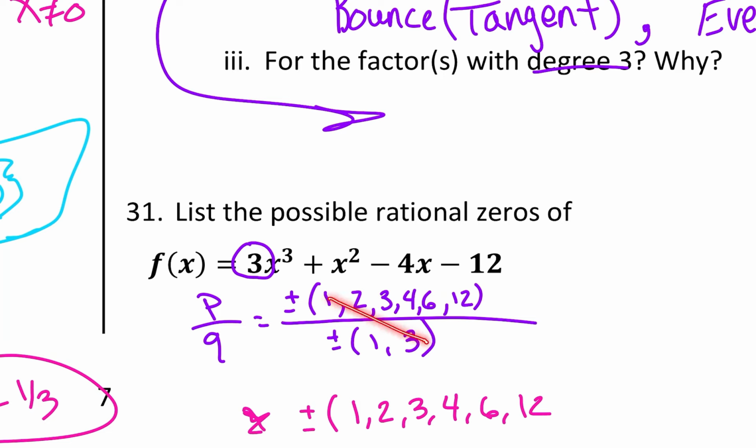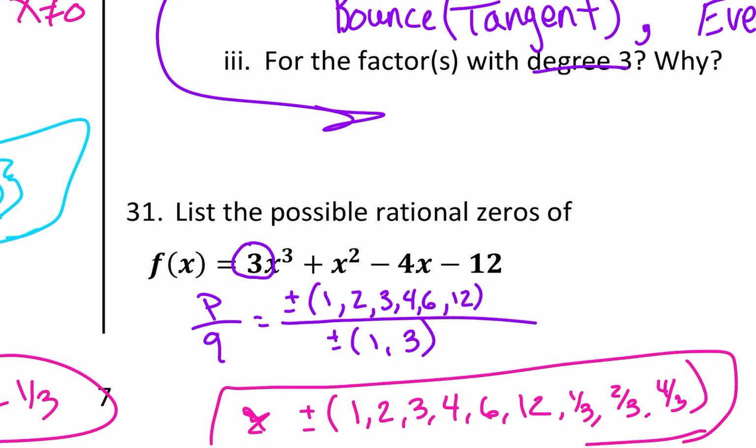And now we go through and do the ones divided by 3. Well, 1 divided by 3, that's something new. I'm going to put that there, 1/3. 2 divided by 3, that's something new. That's going to be 2/3. But everything else actually doesn't do anything. 3 divided by 3 is 1. We already have it. 4 divided by 3, ooh, that one's actually new. I lied. 4 over 3, that's a good one. Okay, 6 over 3, well, that's 2. We already got it. And 12 over 3, that's 4. We already got it. So we're just going to close our parentheses, and these would be all our possible zeros.